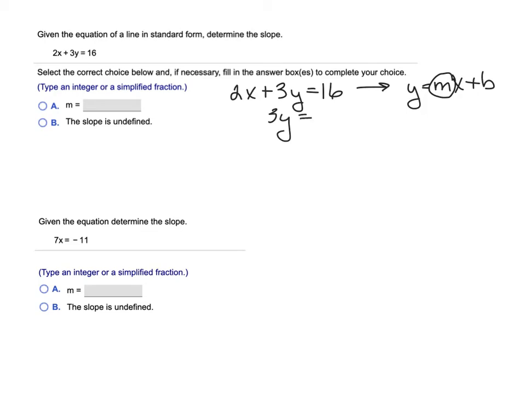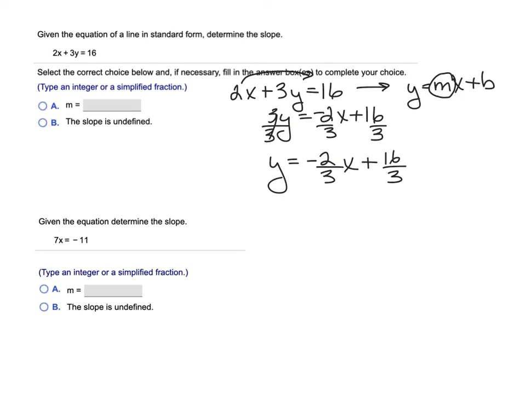I'll do that by taking 2x and subtracting it to the other side. And then I can divide through by 3, divide everything by 3. And I get y equals... So this is the same line as what was given to it. It looks a little different, but it's the same. My slope, therefore, is what's right next to the x. So my slope in this case is negative 2/3.